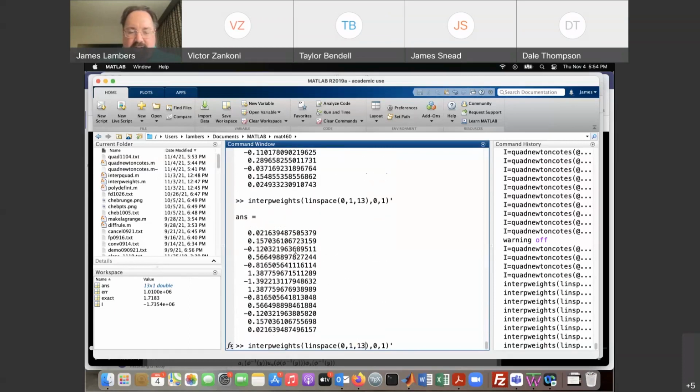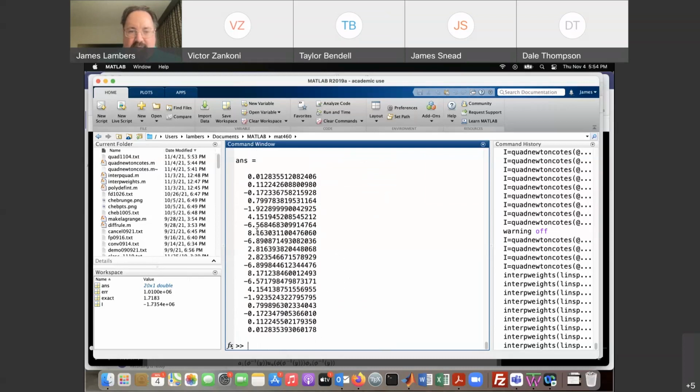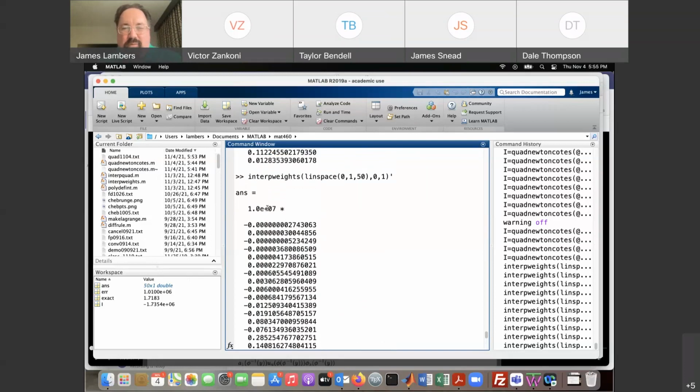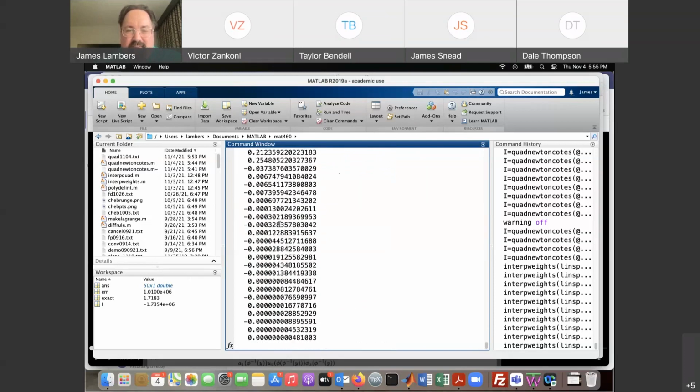But once negatives are allowed, the numbers can get pretty large in absolute value. So, for example, 20: a weight should be between 0 and 1, and they're very far outside of that. And as you increase the number of nodes, it just gets worse and worse. And you get weights from the interval 0 to 1 on the order of 10 to the 7th. It's just crazy. So, high degree Newton-Cotes, terrible idea.